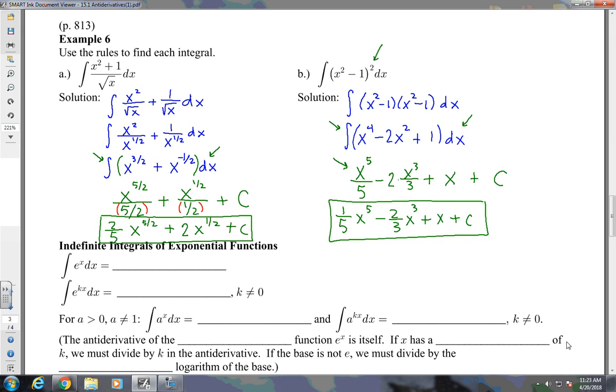Okay, take some time to work through the notes, learn how to integrate e to the x or e to a multiple of x, and then rejoin me when you get ready for example number 6. Oh, that's the one we just did. Example number, how about 8?